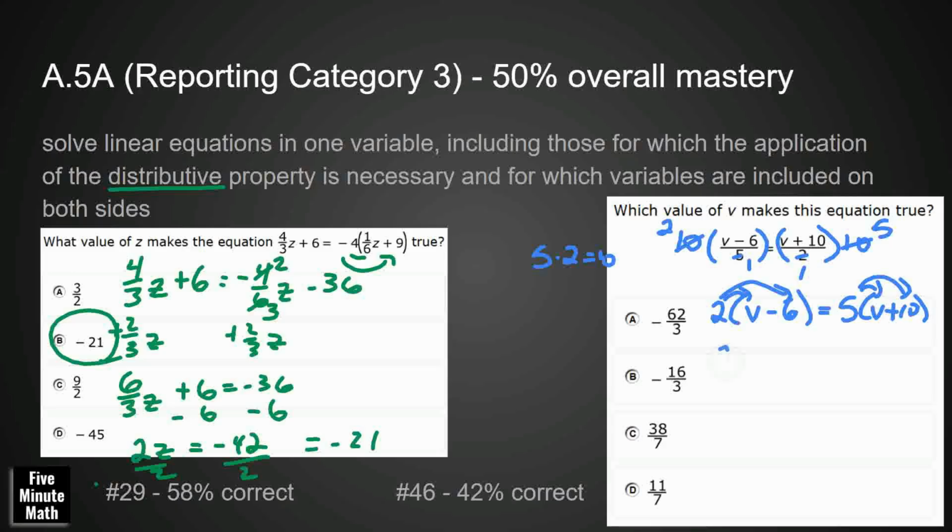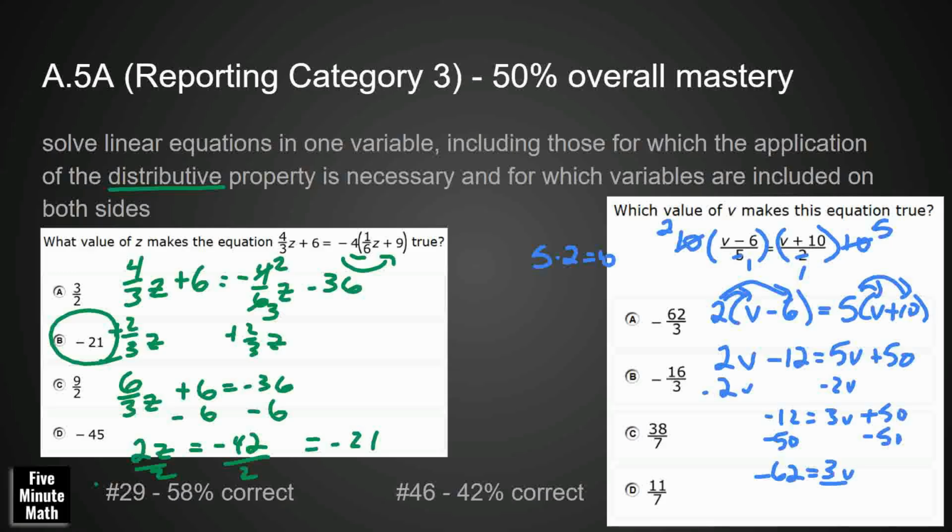So this ends up being 2v minus 2 and minus 6 minus 12. 5v plus 5 times 10, 50. Now we're normal. Let's just go ahead and isolate our variable. So that's going to be negative 12 equals 3v plus 50. Subtract 50. We're going to get negative 62 equals 3v, divided by 3. And you get this really random negative 62 thirds, but it's there. That's our answer.